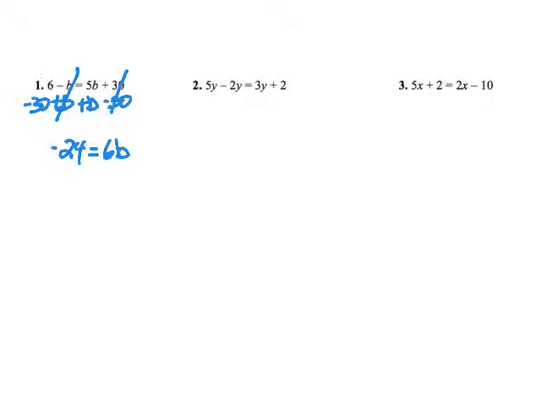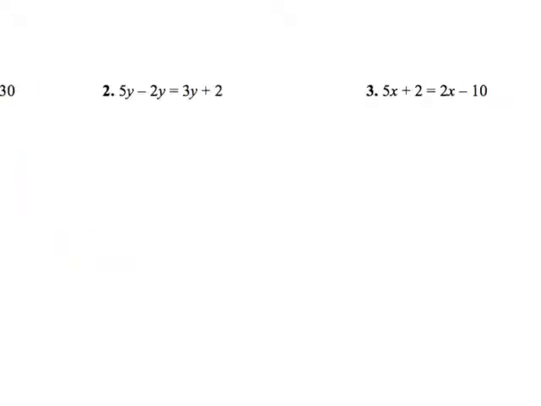And now I've got just a simple equation to solve. I'll divide by 6, and I'll cancel, and b is negative 4. Taking a look at number 2.